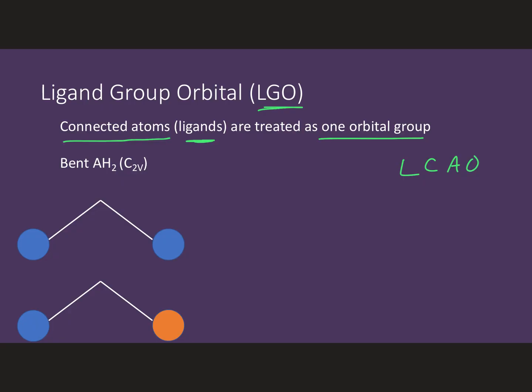So if I'm thinking about a bent structure here of AH2, well, one combination of a ligand group orbital could be the positive 1s, or I could have positive negative. Those are the two possible combinations. You might ask, what about the negative negative? Well, negative negative is just the same as a positive positive. It's the same symmetries. We're just reversing the signs, so it's not going to be a new piece here. So there's only two combinations we can have here.